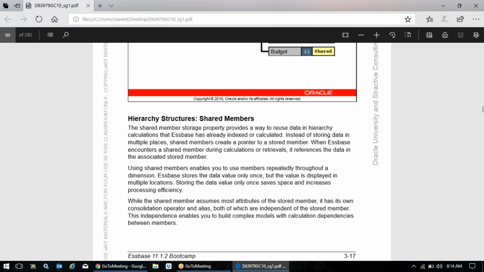Now you basically load the level 0 values, right? Correct. So yeah, a stored member can be level 0. Most of the time it's level 0, and then when it consolidates or rolls up, it goes to the parent levels. Yeah, the roll-up.